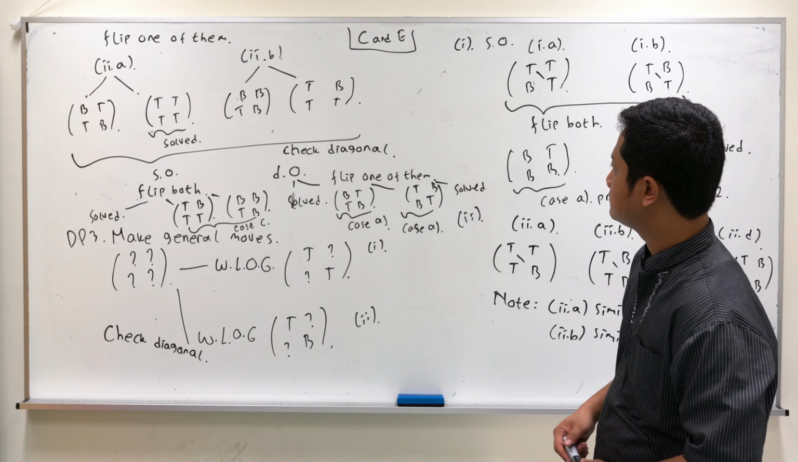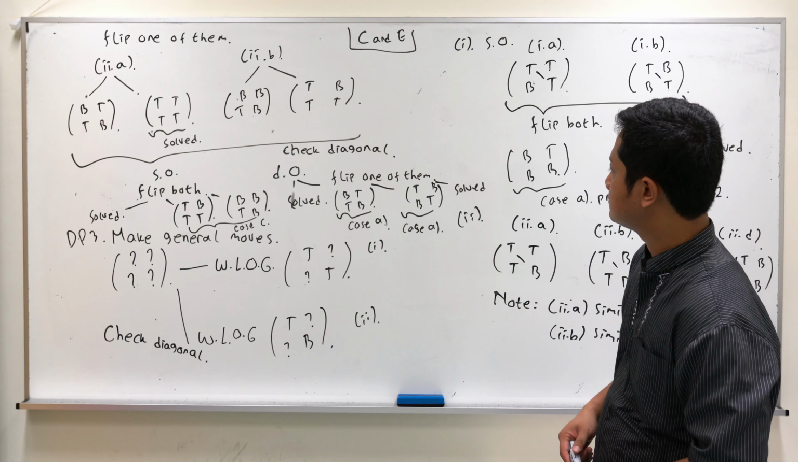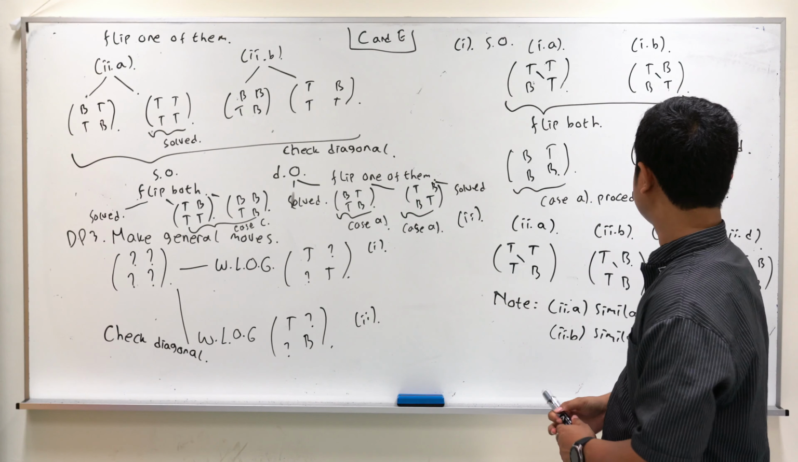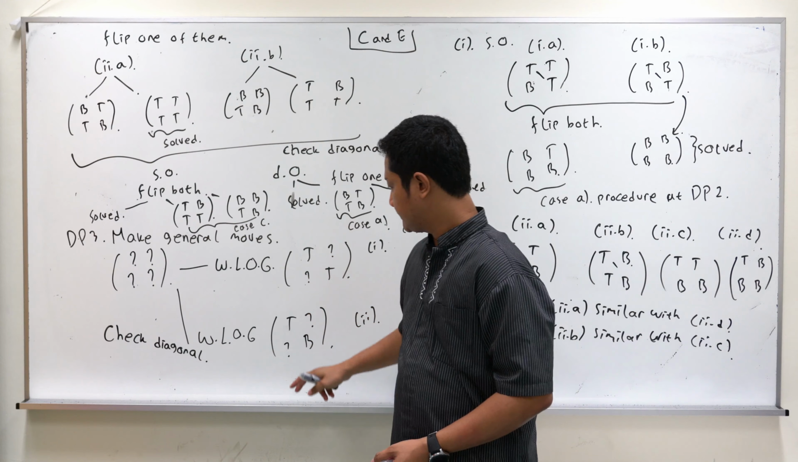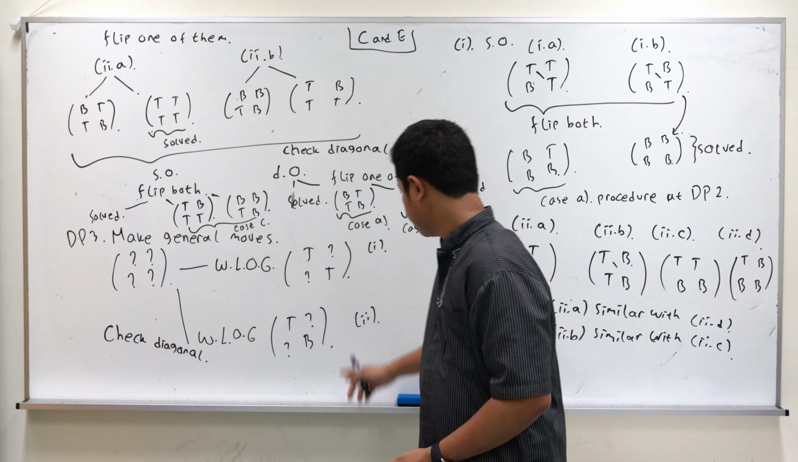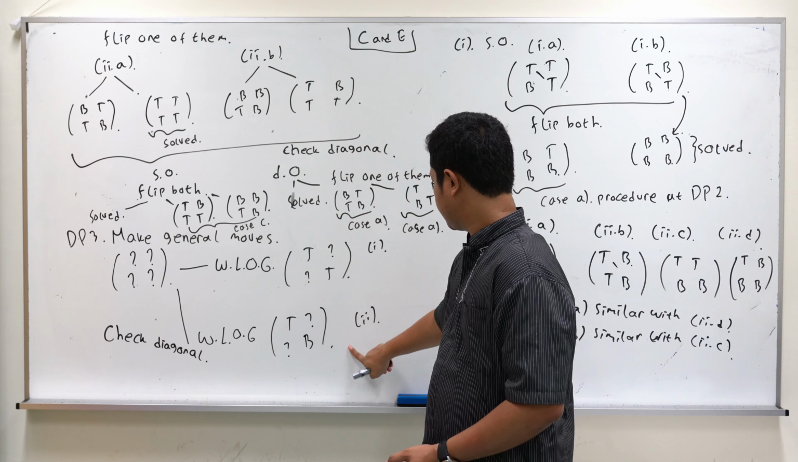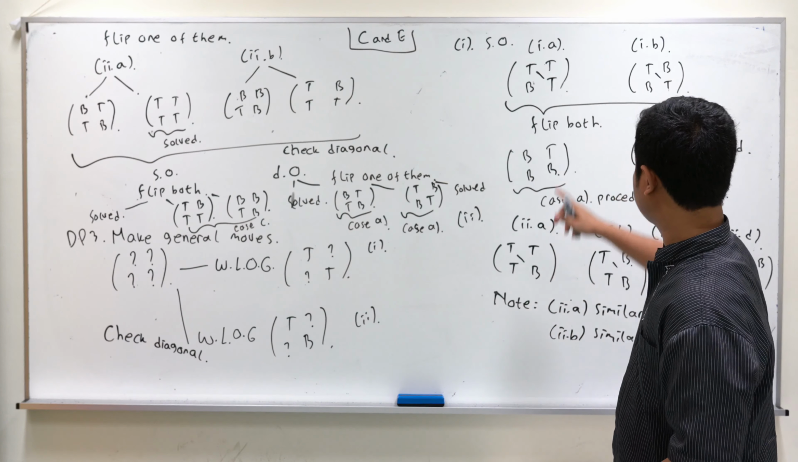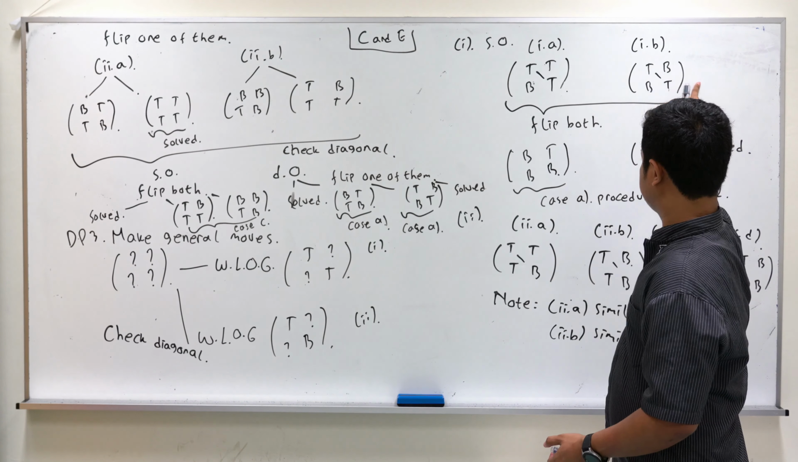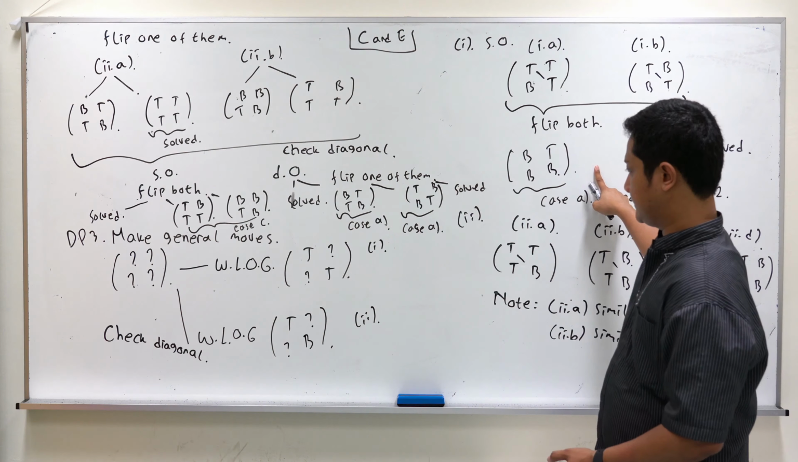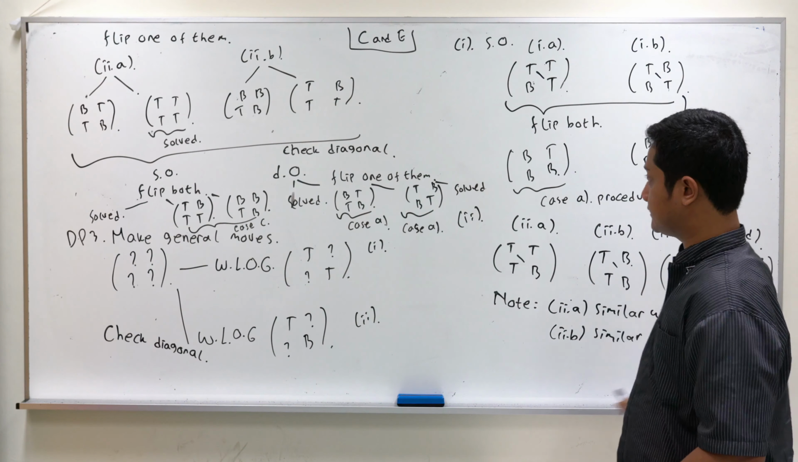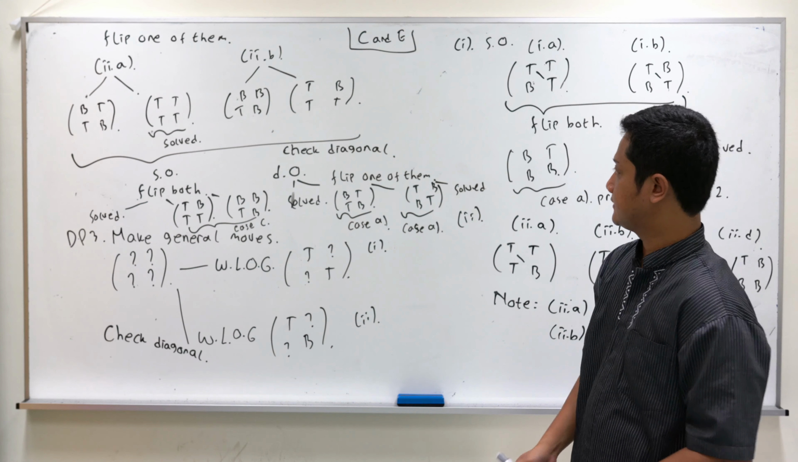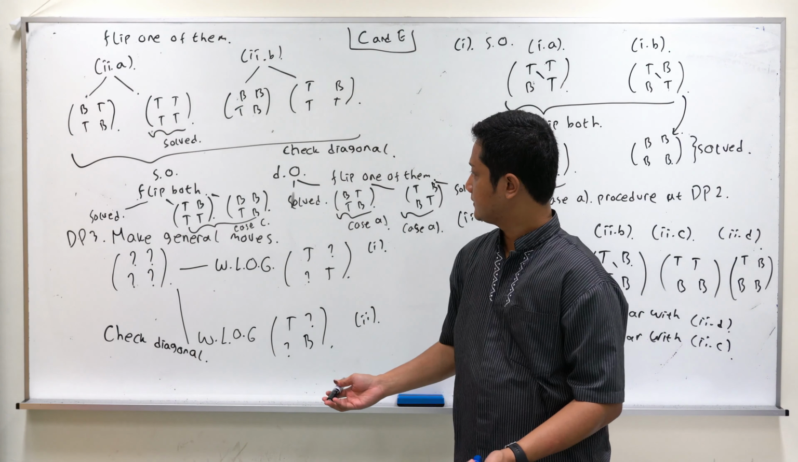And how about this one? Do we make a general move? So okay, we check diagonal and we try to solve it. Okay, it's done. And this part again, all done. Okay, so that's the answer.